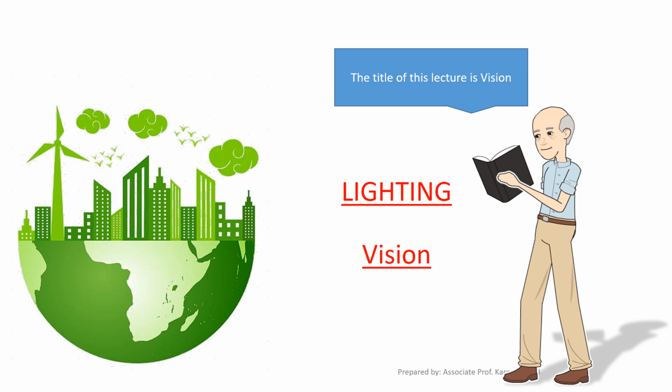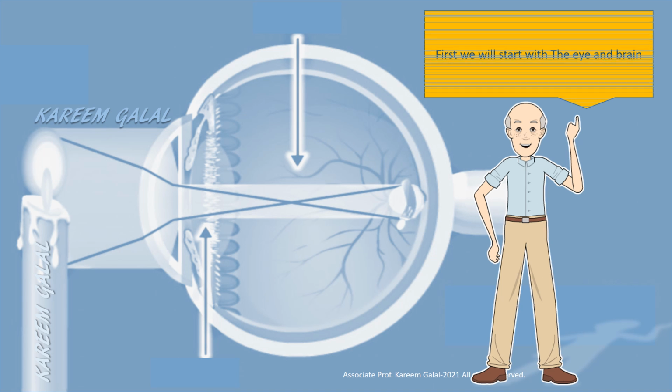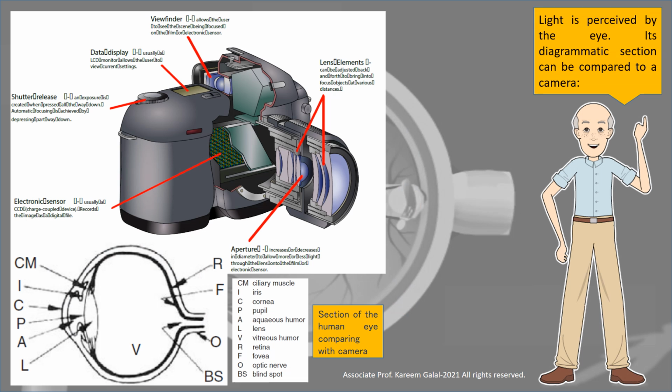The title of this lecture is Vision. First we will start with the eye and brain. Light is perceived by the eye. Its diagrammatic section can be compared to a camera.